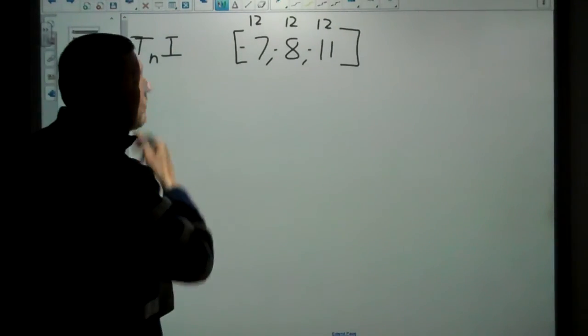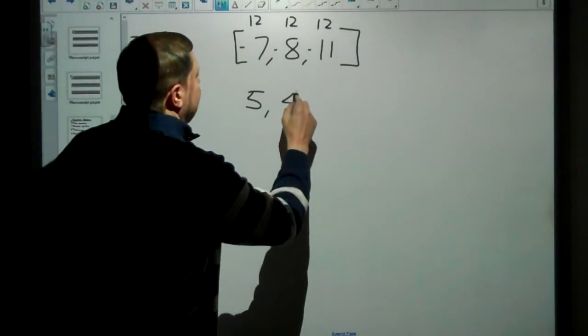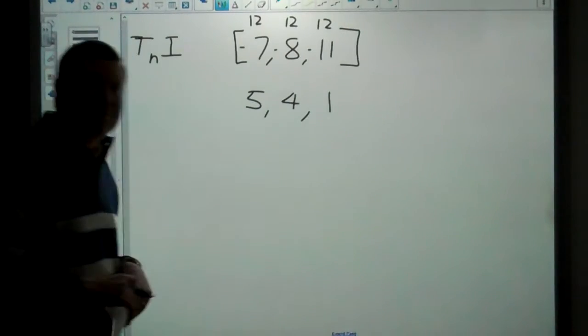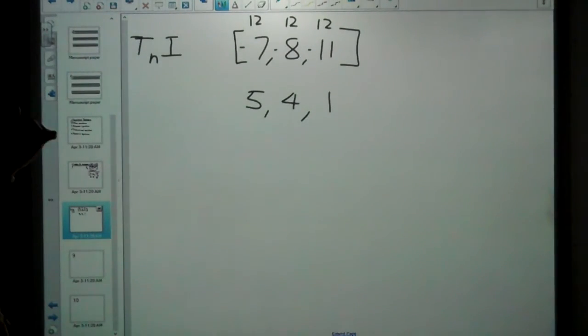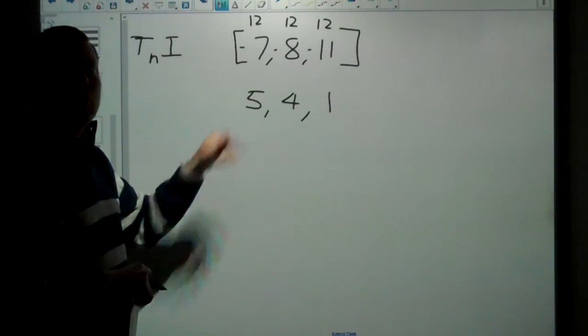So 12 minus 7 is 5. And 12 minus 8 is 4 in the mod 12 system. And 12 minus 11 is 1. Okay? So the inversion of pitch class set 7, 8, 11 turns out to be the set 5, 4, 1.